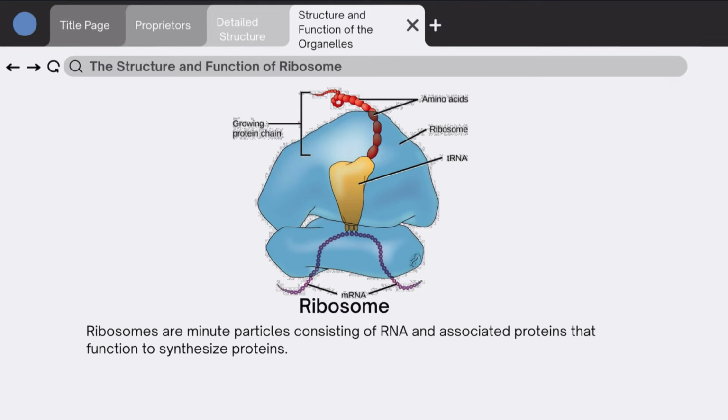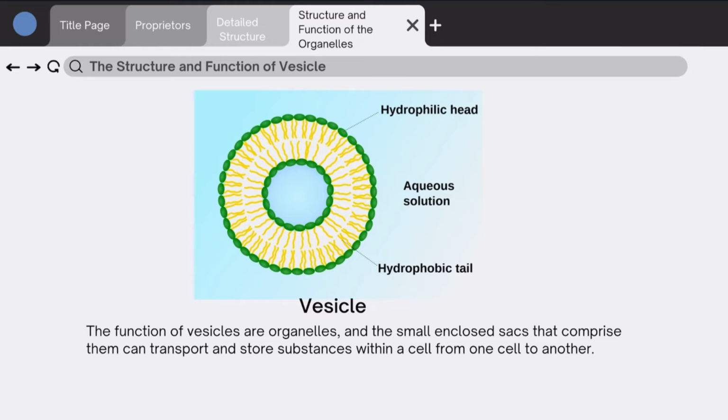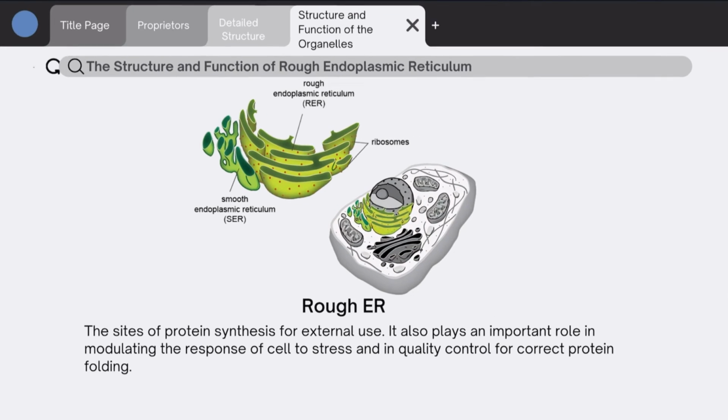Next is ribosomes. Ribosomes are minute particles consisting of RNA and associated proteins that function to synthesize proteins. Next is vesicle. Vesicles are organelles, small enclosed sacs that transport and store substances within a cell from one cell to another.